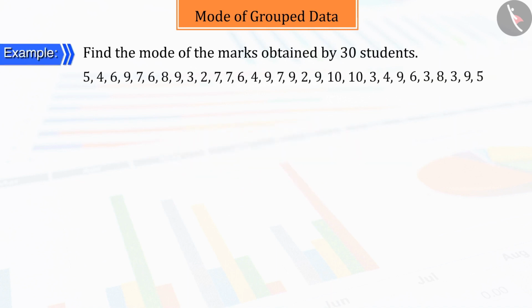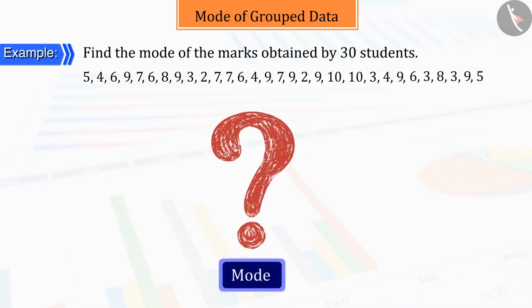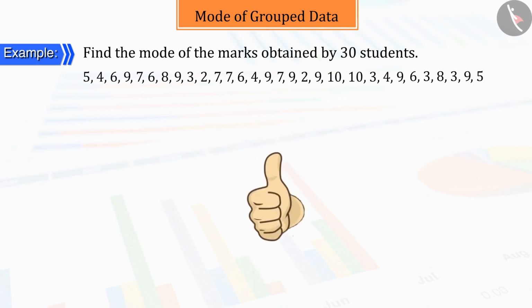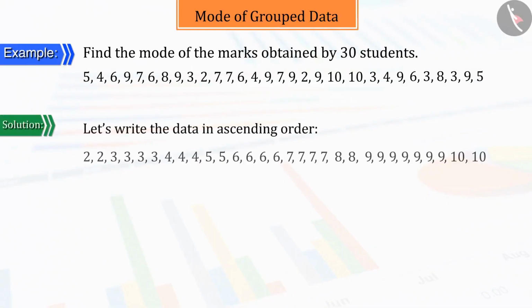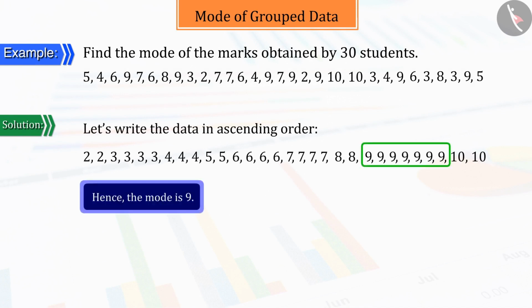We have the following figures of the marks obtained by 30 students. Can you tell the mode of these figures? That's correct. As we know, mode is a value of observation that occurs most frequently. In other words, the observation with maximum frequency is called mode. So, writing these figures as follows, we can say that the value of mode here is 9.